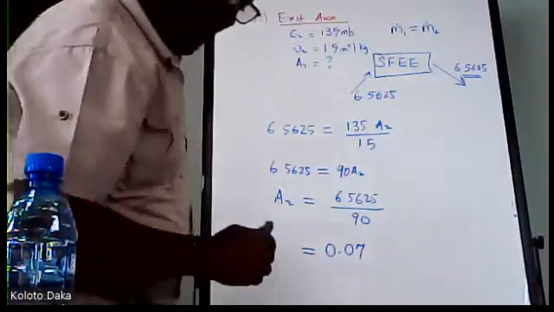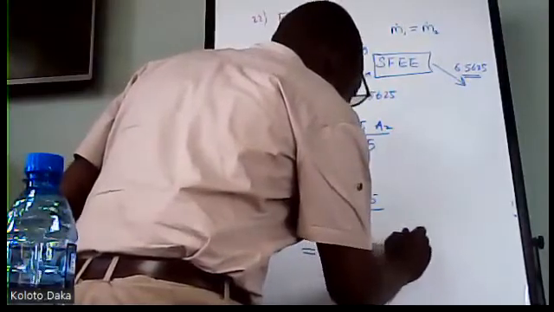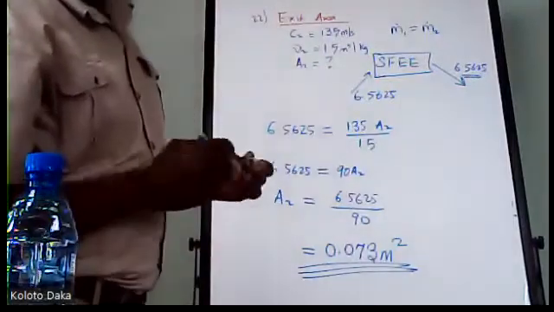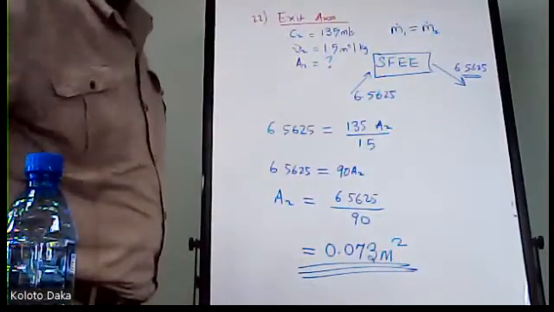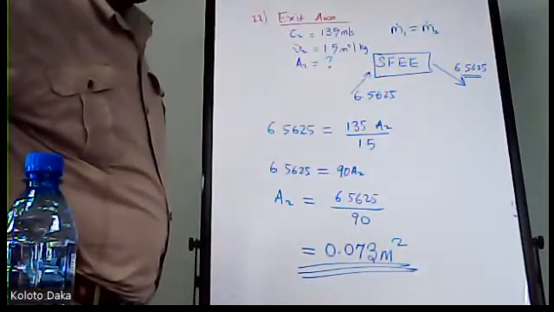We proceed. 0.073 meter squared. That is the area at exit, area 2. We proceed.